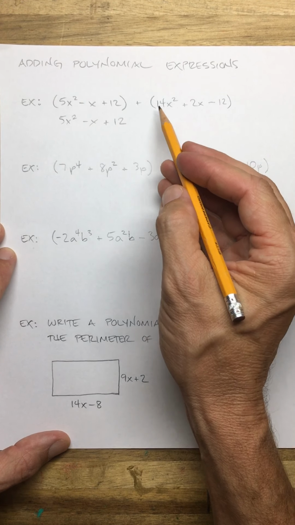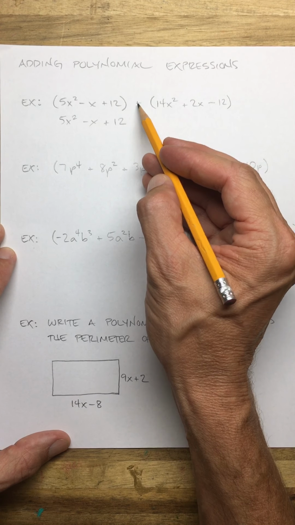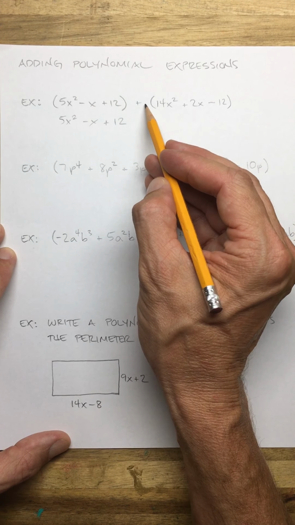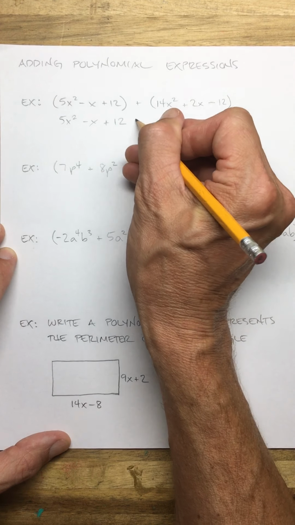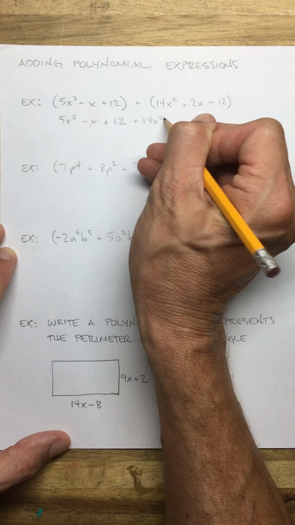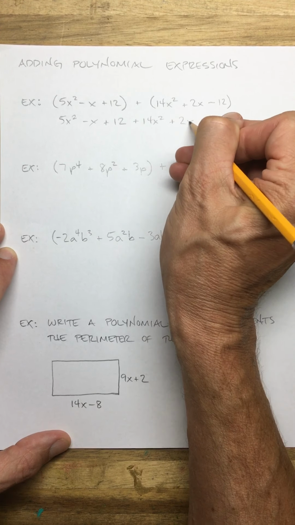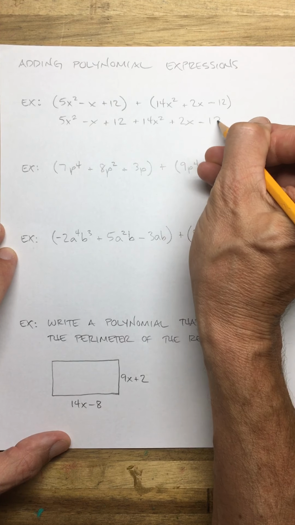And then I look at the next, this happens to be a trinomial as well, and I notice this is plus 1 times that. There's one of these, right? So I'm going to multiply the 1 times everything inside there. So plus 14x squared plus 1 times 2x, so plus 2x, and then plus 1 times negative 12, and that's just negative 12, okay?